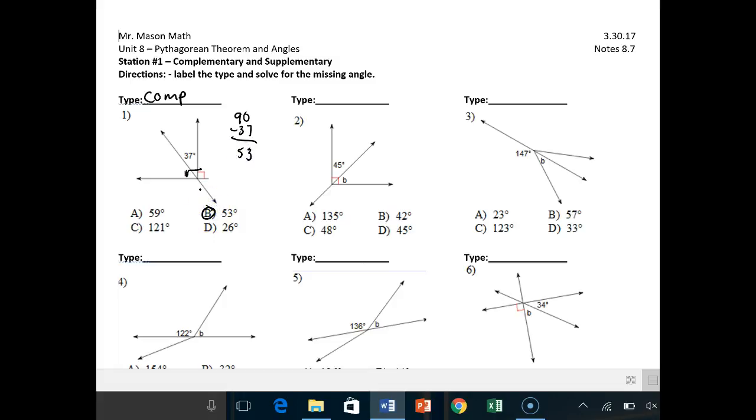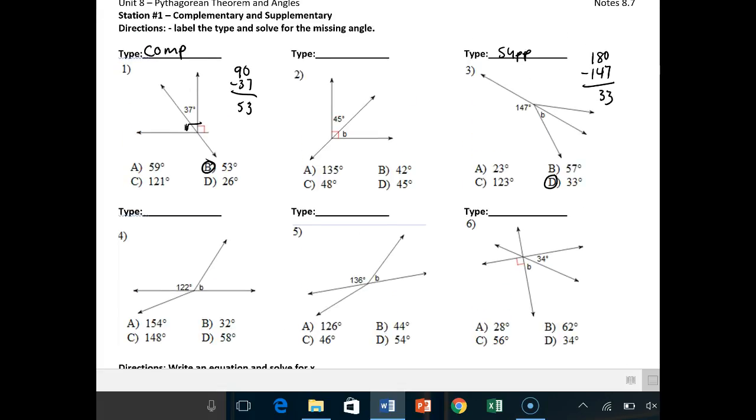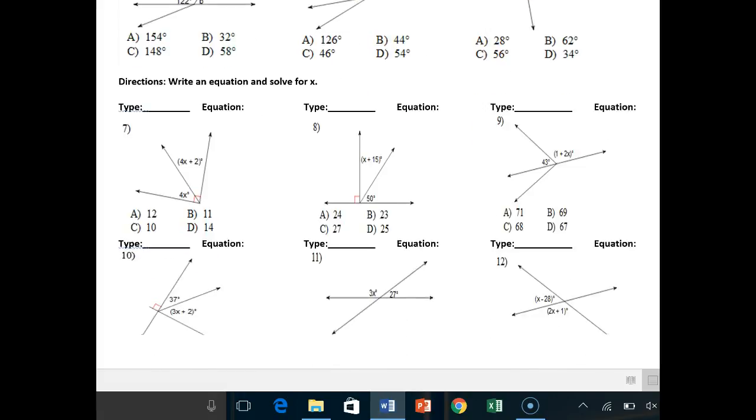If I skip over a problem like number 3, you'll say, hey, this is a supplementary relationship. You know that supplementary angles add up to 180, so I'll do 180 minus 147. Subtract those two, I'll get 33, check it with my calculator, I know I'm good to go. The remaining of station 1, you'll be doing in partners.